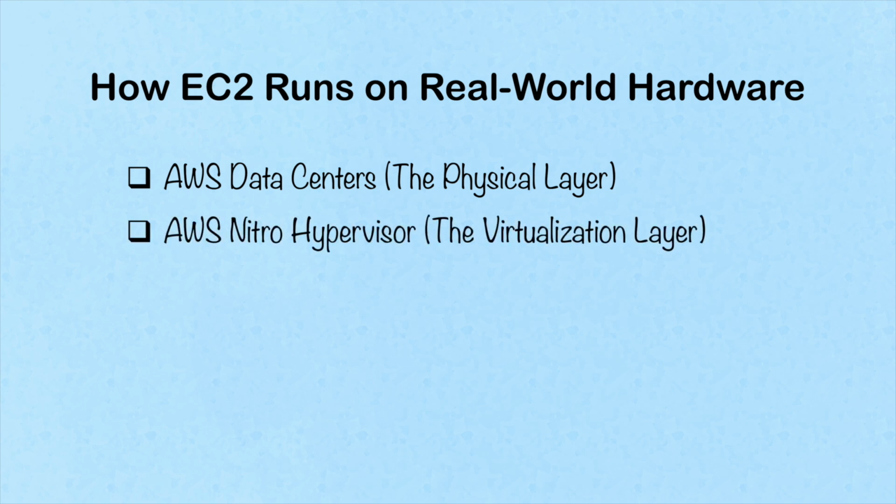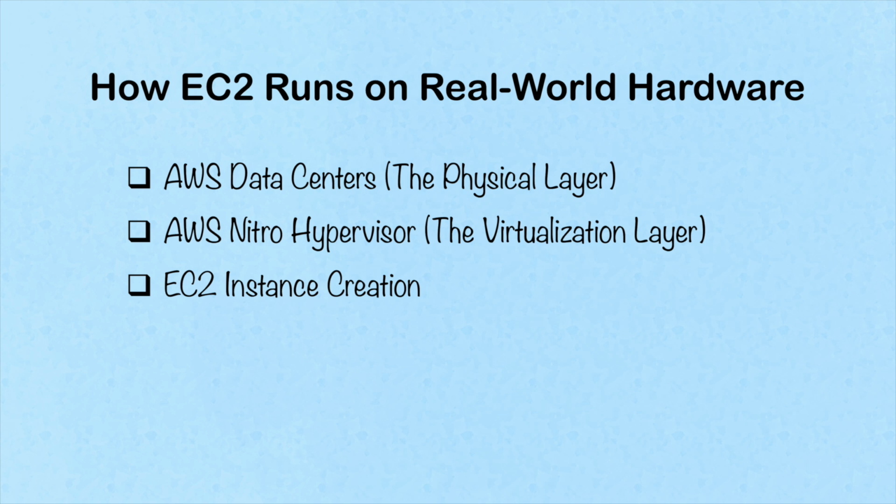AWS Nitro Hypervisor, the virtualization layer. AWS uses a specialized Nitro hypervisor to efficiently create and manage multiple virtual machines on each physical server. When you launch an EC2 instance, it becomes one of these VMs, receiving dedicated virtual CPU, memory, and disk space. The Nitro hypervisor ensures secure isolation between instances, allowing AWS to run multiple EC2 instances on a single physical machine while keeping workloads separate and secure.